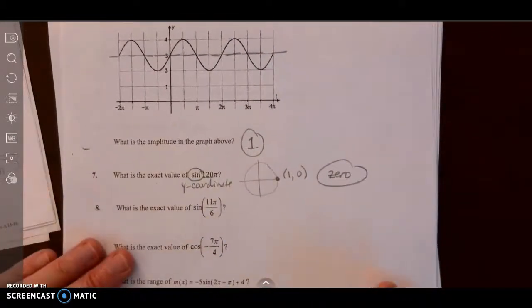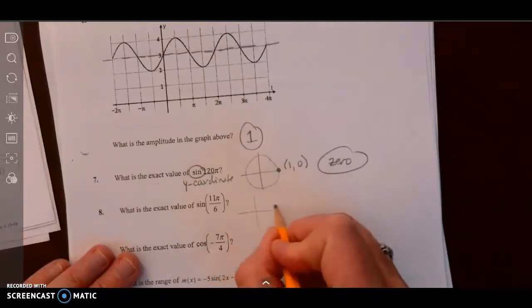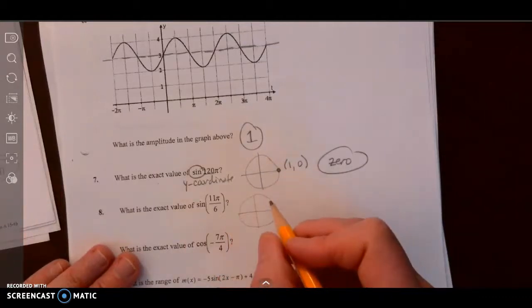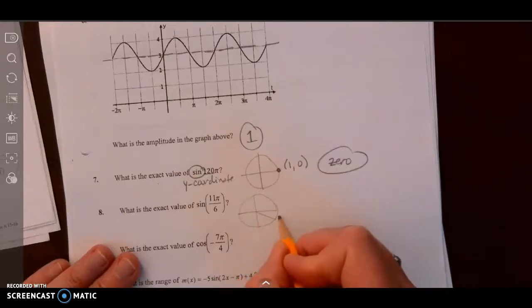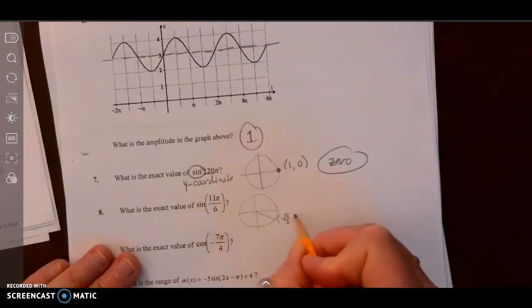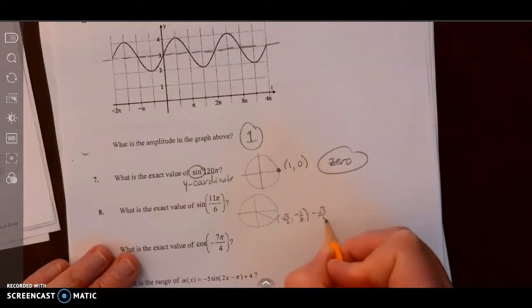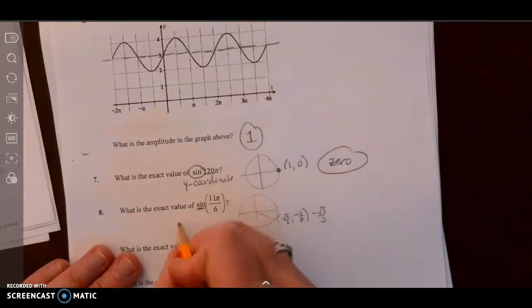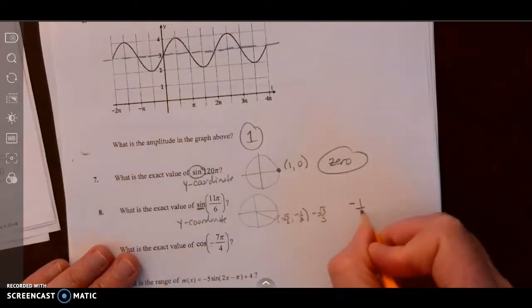What is the exact value of the sine of 11 pi over 6? Again, I'm looking at my pi over 6 family, but I'm going to be down here. My pi over 6 family is square root of 3 over 2, negative 1/2 down here, negative square root of 3 over 3. Sine is the y coordinate, so it's negative 1/2.